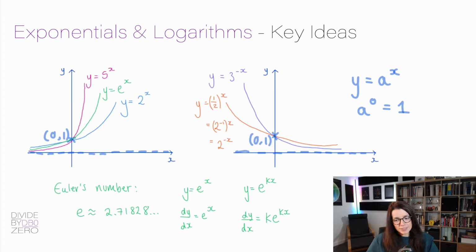Now, e is roughly 2.718, so that's why I've positioned it in between the two graphs of 2 to the power of x and 5 to the power of x, because 2.718 is in between 2 and 5.